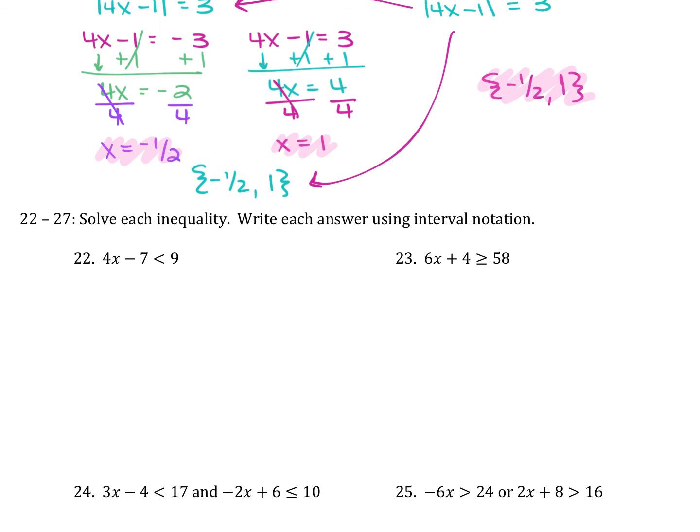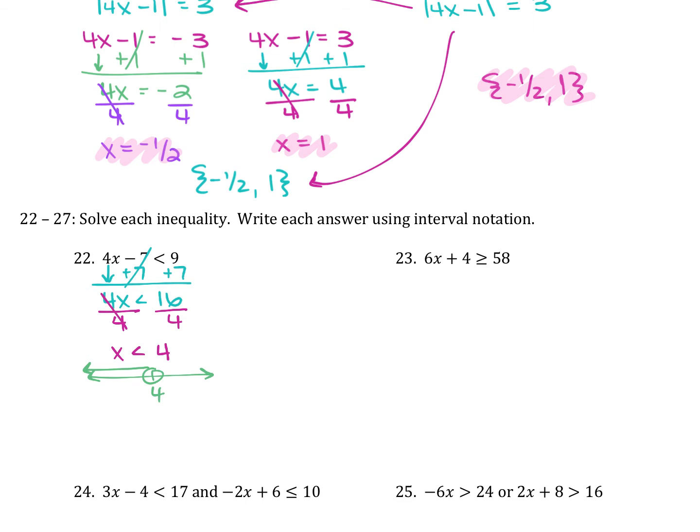So for 22, we have 4x minus 7 is less than 9. We're going to start this one by adding the 7 to go to the other side. Cancels out on the left side. The 4x drops down, so it's 4x is less than 16. From here, we're just going to divide each side by the 4, and we get that x is less than 4. If x is less than 4 on a number line, you'd have an open circle on the 4, and your line would go to the left.